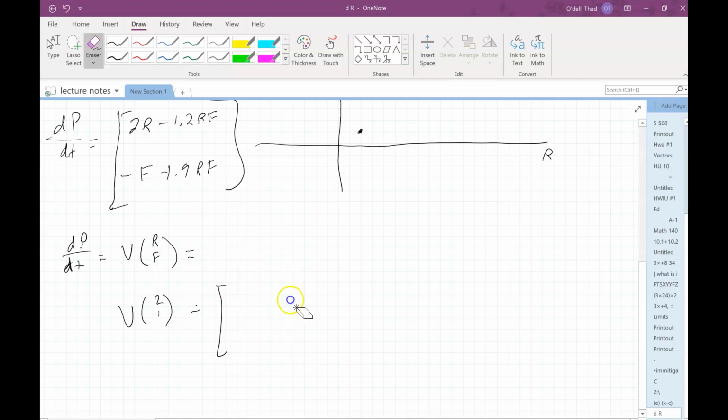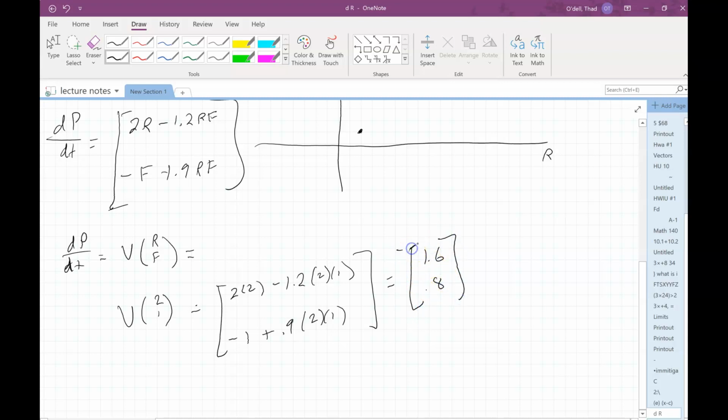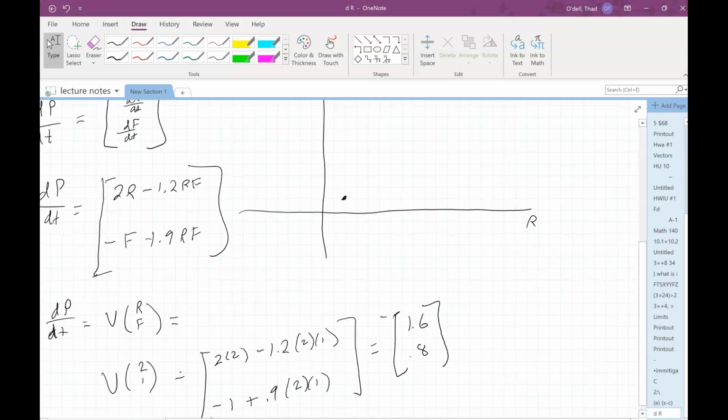Maybe I should make a little bit more room there. That would be 2 times 2 minus 1.2 times 2 times 1. And that would be negative 1 plus 0.9 times 2 times 1, which of course would give me 1.6 and 0.8. So now we have a vector that represents the direction of the solution at that point.